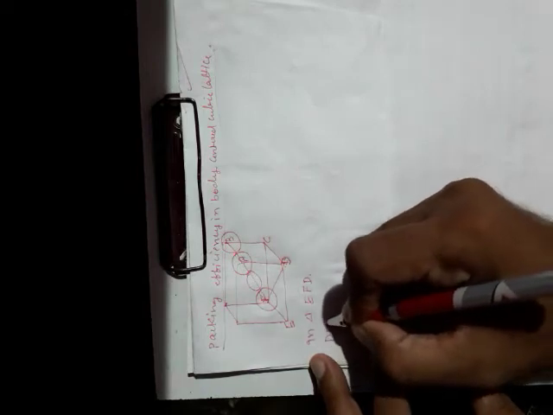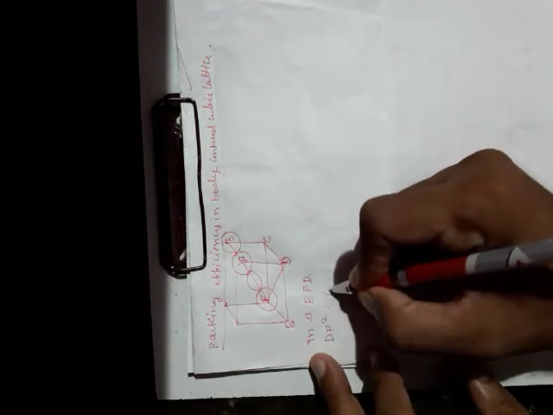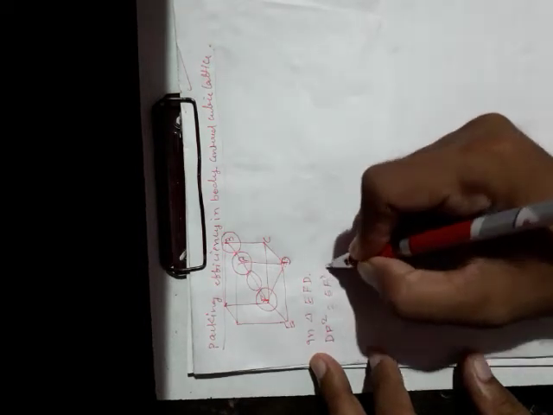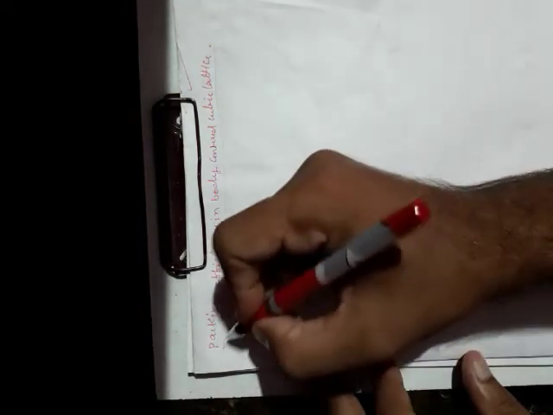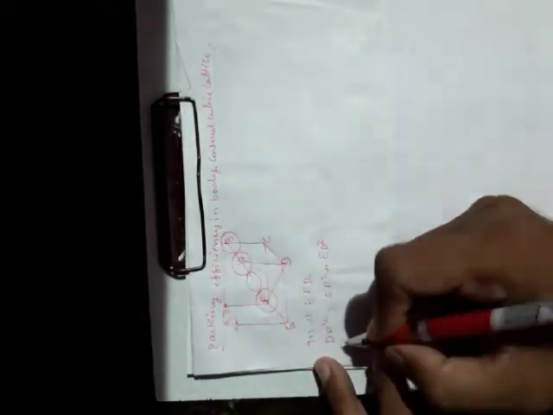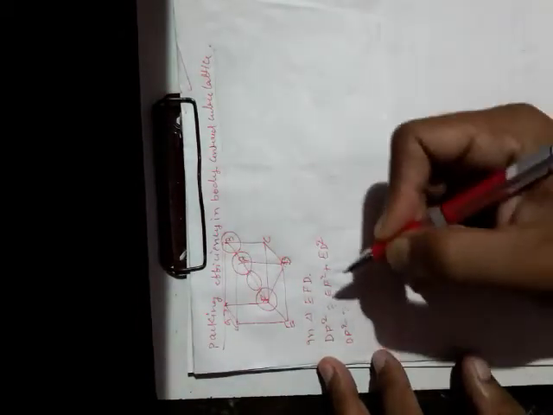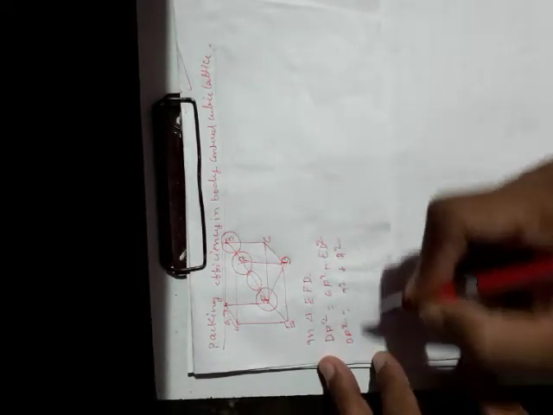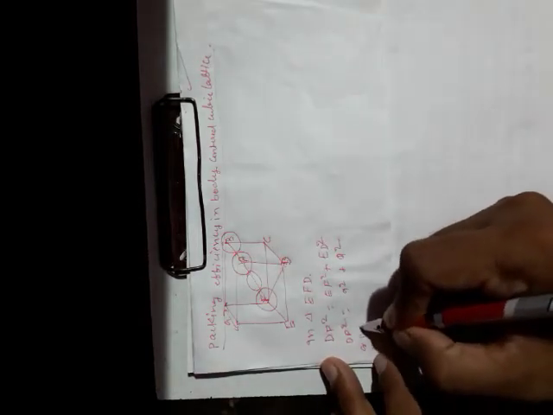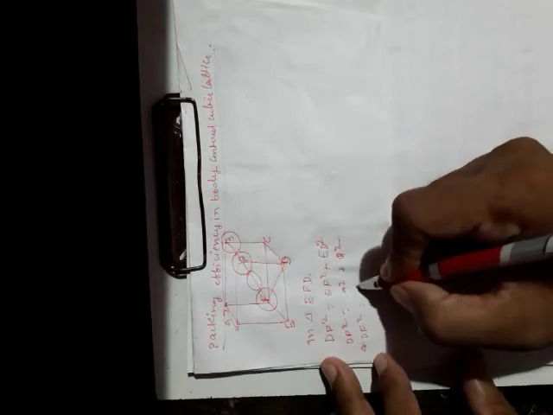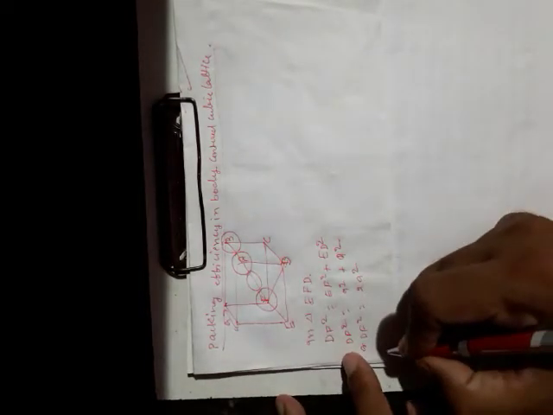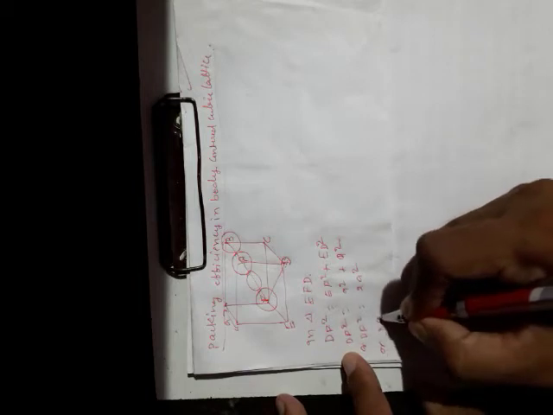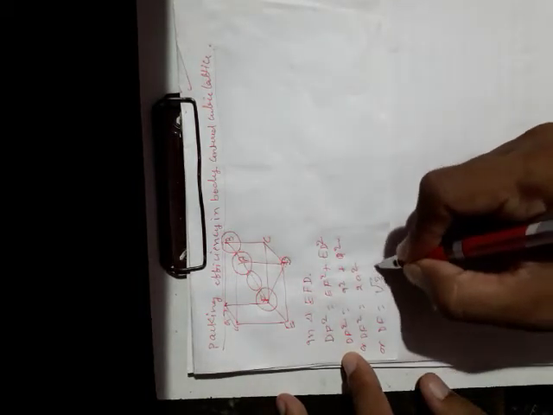DF square will be equal to EF square plus ED square. If the edge length is a, then DF square will be equal to a square plus a square, or DF square is equal to 2a square, or DF will be equal to root 2 a.